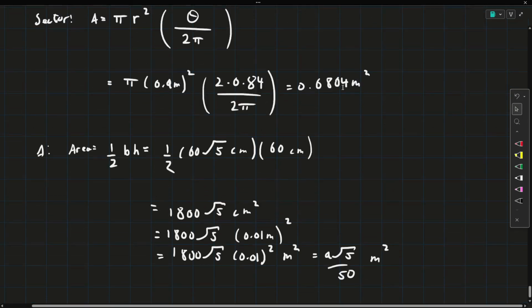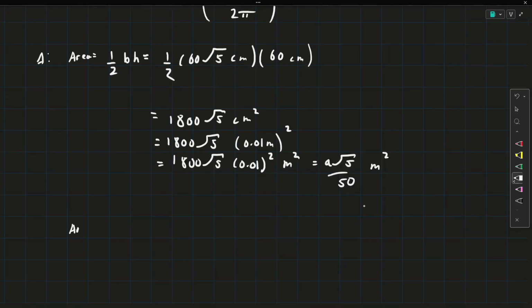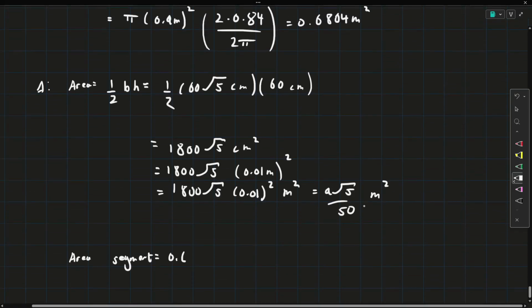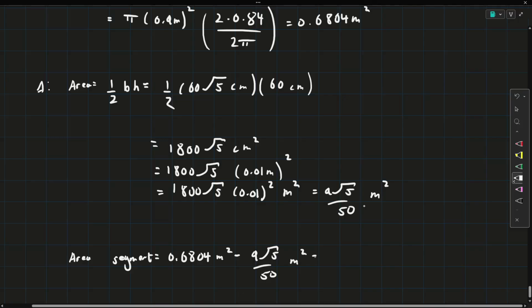So then to get the area of the segment, we're going to take the area of the sector minus this area. So the area of the segment will be equal to 0.6804 meters squared minus 9 root 5 over 50 meters squared. And when you put that into your calculator, what you should end up getting is 0.28 meters squared, and that's correct to 2 decimal places.